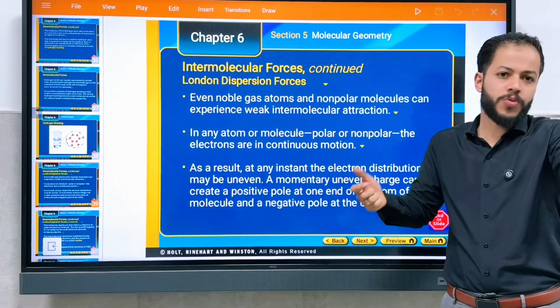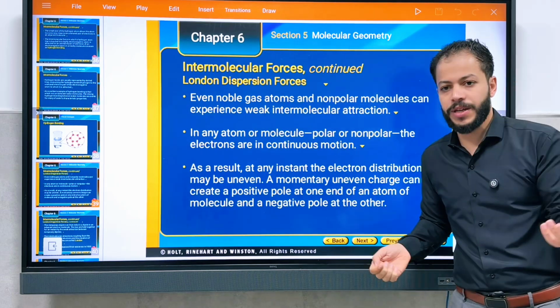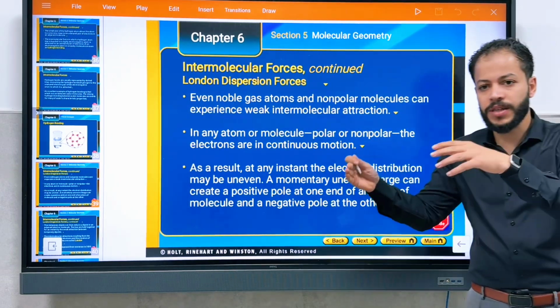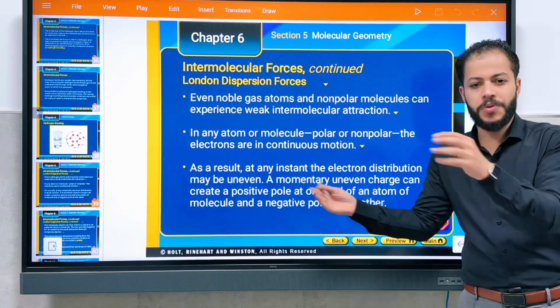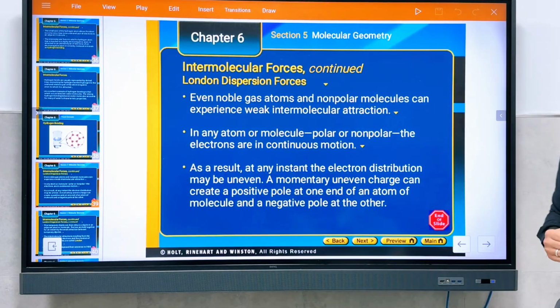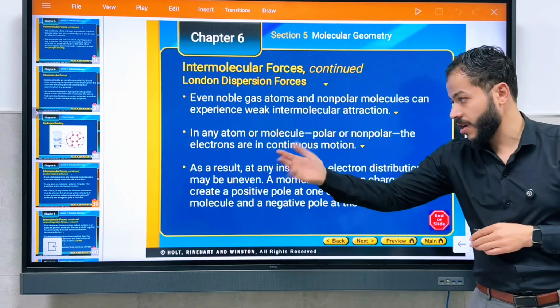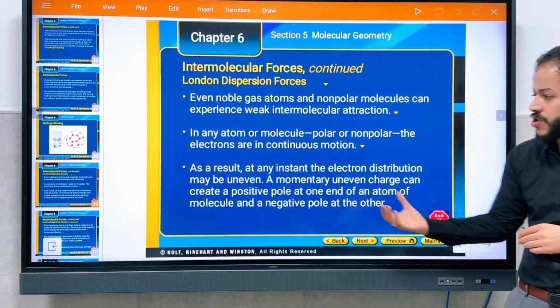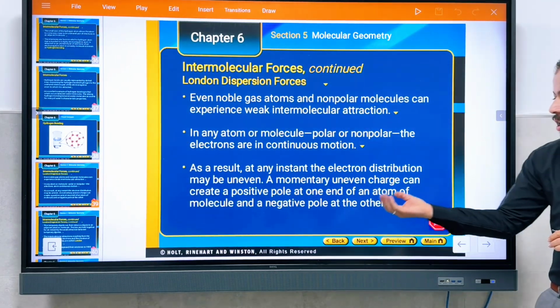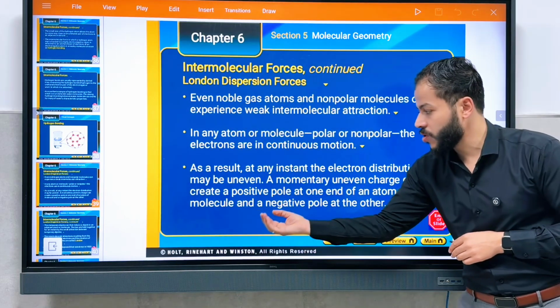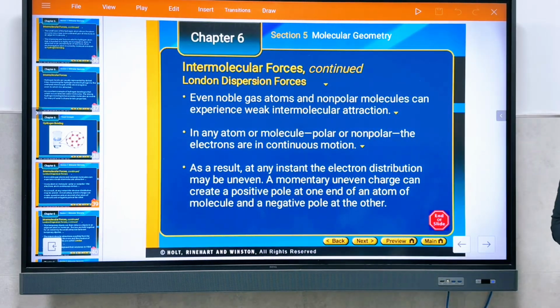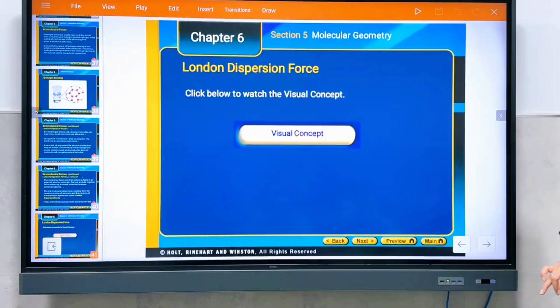So how much will it actually happen? Low probability. It does happen, and in some cases it has a crucial effect, but we will see that in certain properties of atoms. As a result, at any instant, the electron distribution may be uneven. A momentary uneven charge can create a positive pole at one end of an atom or molecule, and a negative pole at the other.